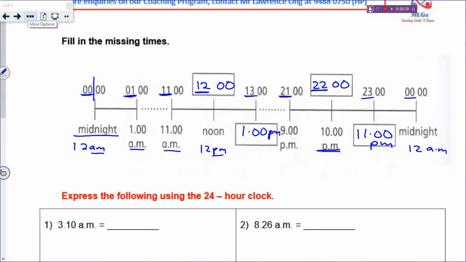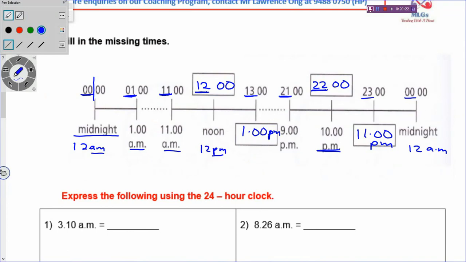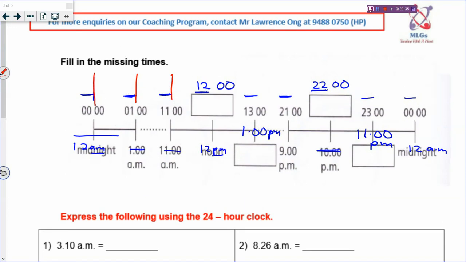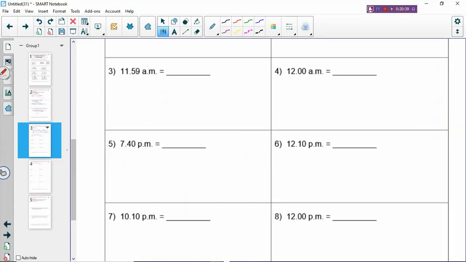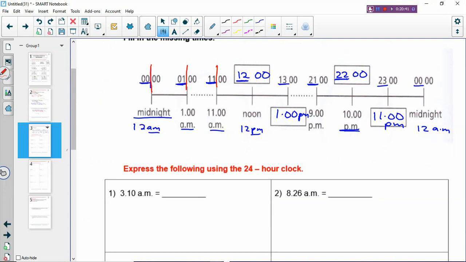So you always look at the first two digits in your 24-hour clock. In the 24-hour clock, you can see that there are usually 4 digits, and you have the hours on the left side and the minutes on the right side. That's how you differentiate.